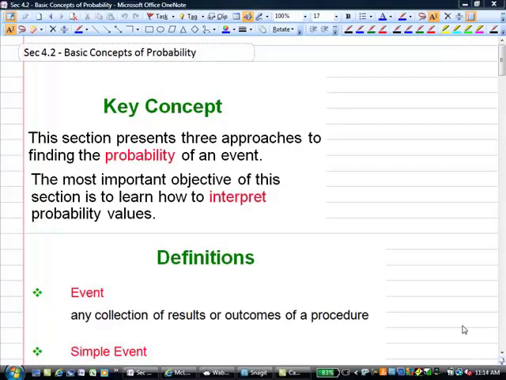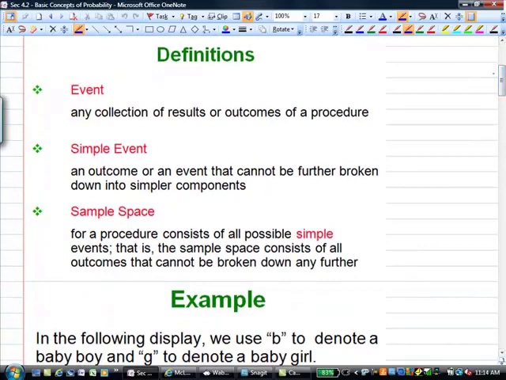Even though I said we're moving beyond vocabulary now, there are some basic vocabulary terms that we're going to be looking at and some definitions. The first thing we're going to look at defining is an event. What we're going to call an event is any collection of results or outcomes of a procedure.